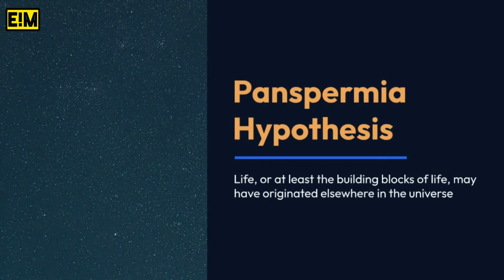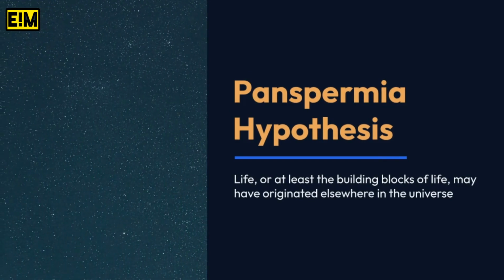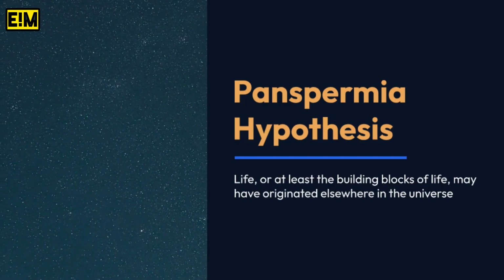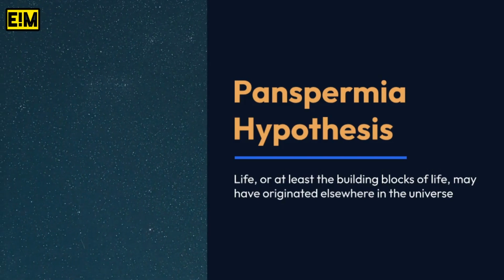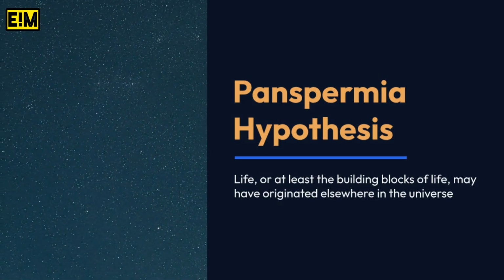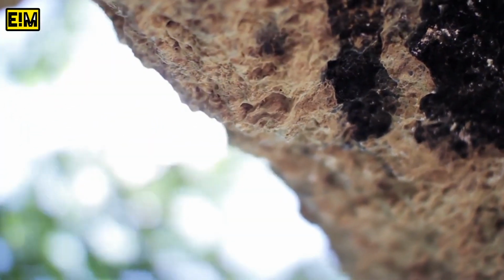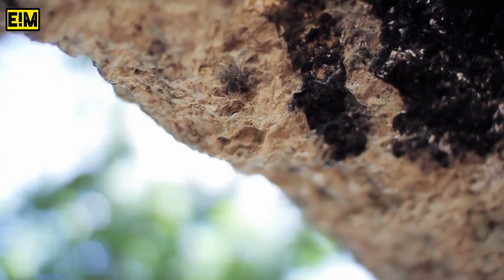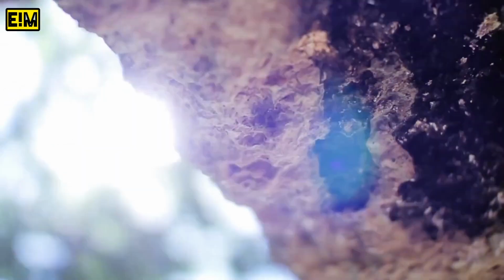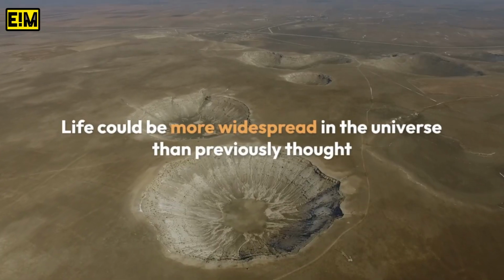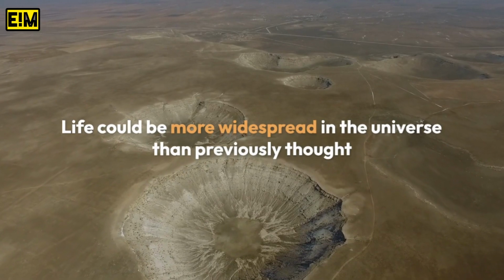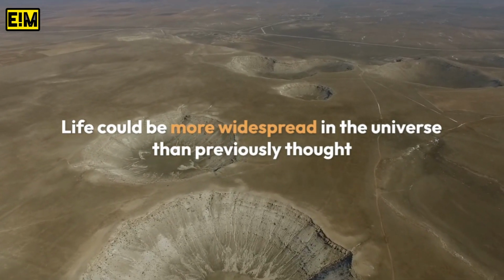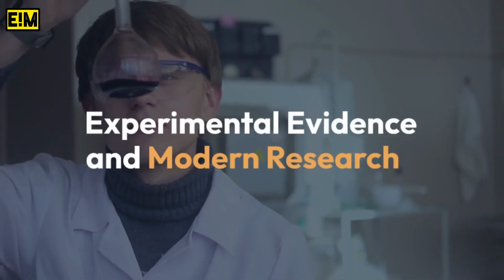Panspermia hypothesis. The panspermia hypothesis presents an alternative view, proposing that life, or at least the building blocks of life, may have originated elsewhere in the universe and were delivered to Earth via meteorites or comets. Some meteorites found on Earth contain organic compounds, including amino acids, supporting the idea that these building blocks could have been synthesized in space and brought to Earth. While panspermia does not explain the origin of life itself, it suggests that life could be more widespread in the universe than previously thought.